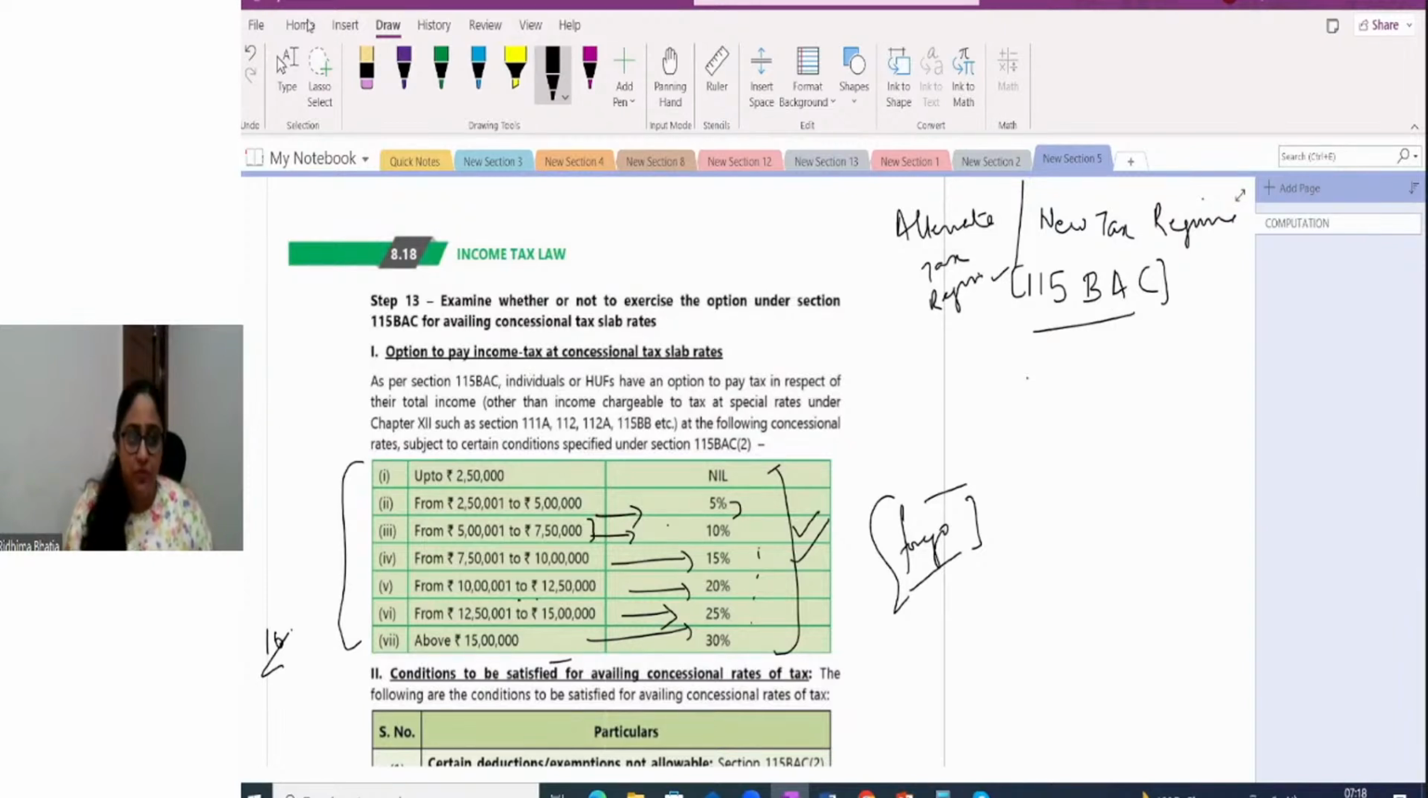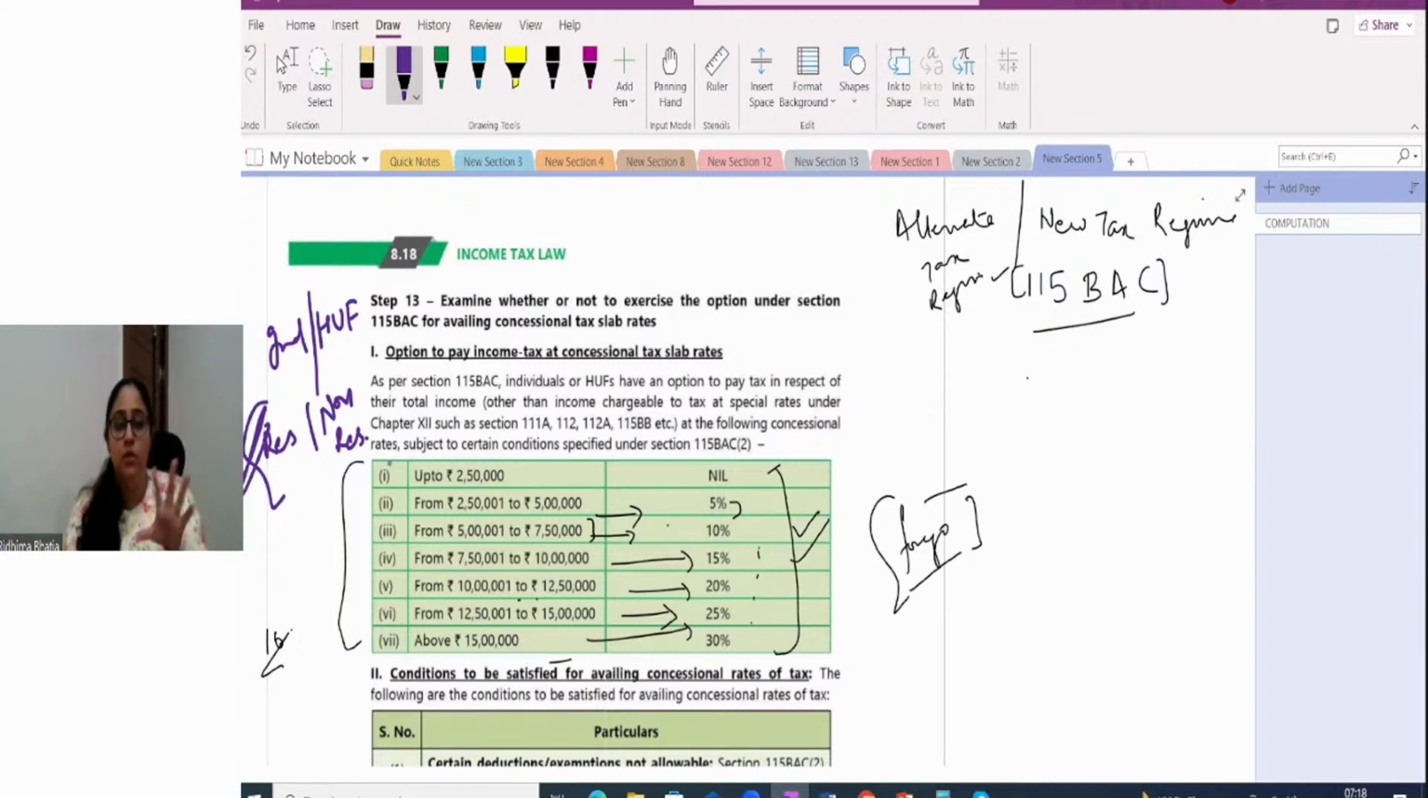Now let's understand a few things more. Okay. First of all, the scheme is only for individuals, HUF. Residential status does not matter. You can be a resident, you can be a non-resident to claim this. So now I will come to explain this part.